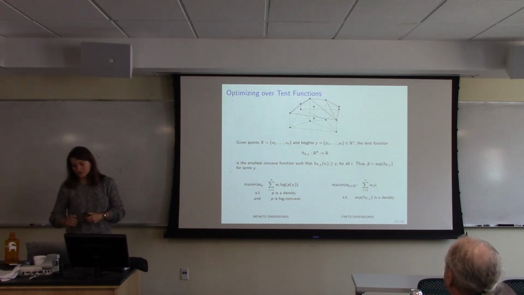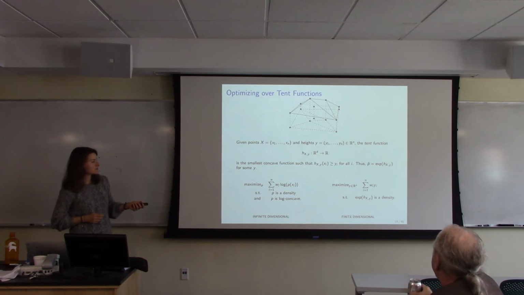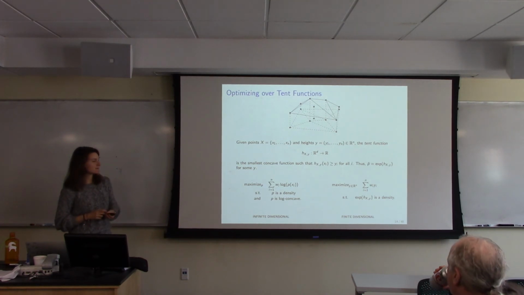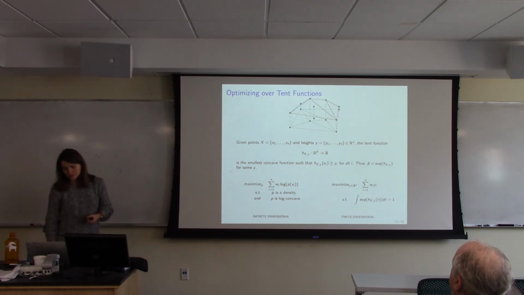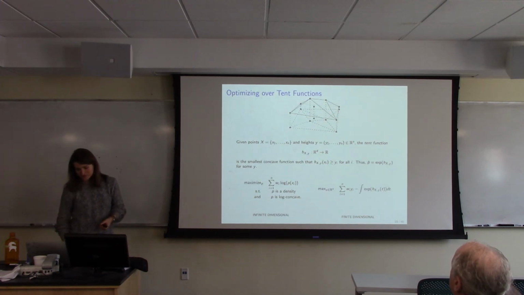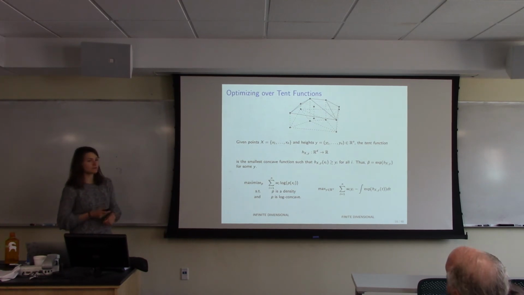And so here we now just have a linear function that we're maximizing such that the exponential is a density. The exponential being a density means that the integral is 1. And there's this very nice convex analysis trick where you can just subtract this integral, and at the optimal y, you can show that this integral equals 1.